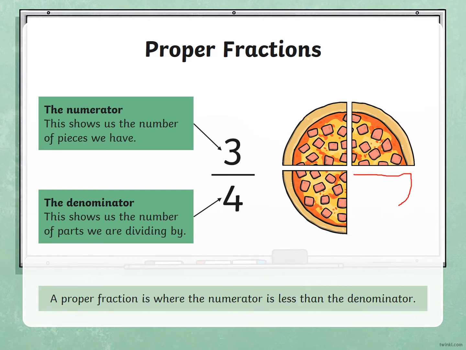So let's think about this pizza now. If I were to then switch to my pen, we know that really this pizza is made up of 4 slices. The denominator has told us that. That's how many parts we are dividing this pizza by. And this numerator above is showing us that we have 3 out of those 4 slices. Now, the thing to remember when it comes to proper fractions is that a proper fraction is where the numerator, the number above, is less than the denominator.